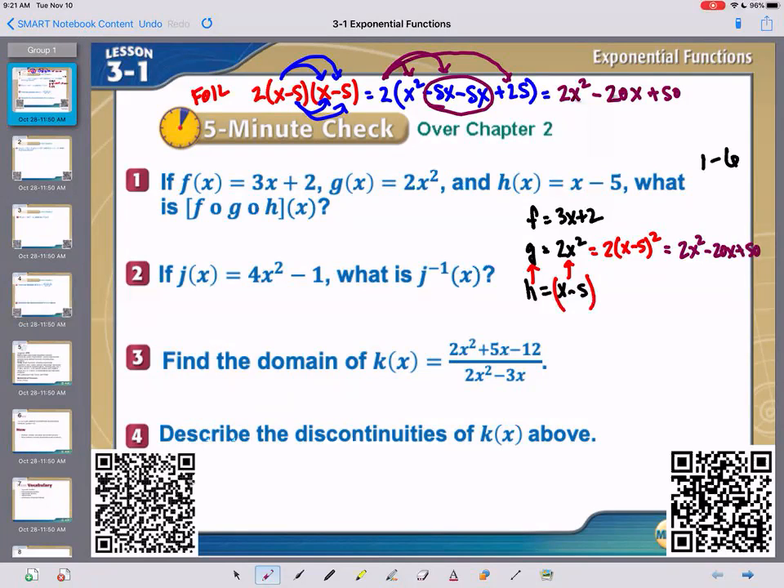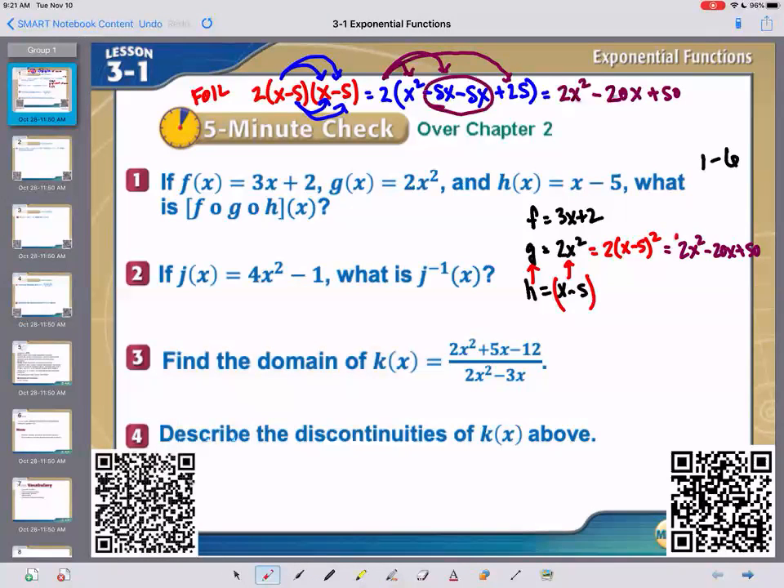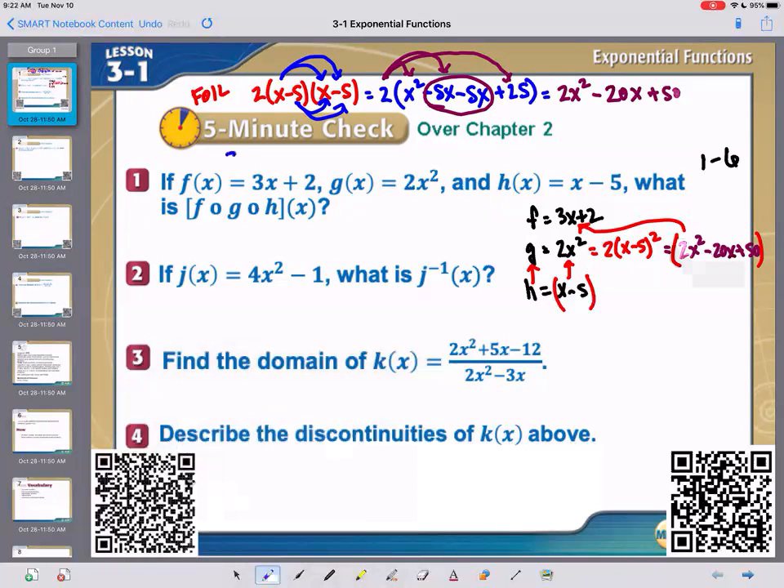And we take that, and we would substitute that up into this x. All right, we're going to be writing all over this front page here. So we'll have 3 times 2x squared minus 20x plus 50. That's an ugly parenthesis there. And we need to add 2 to this on the outside.